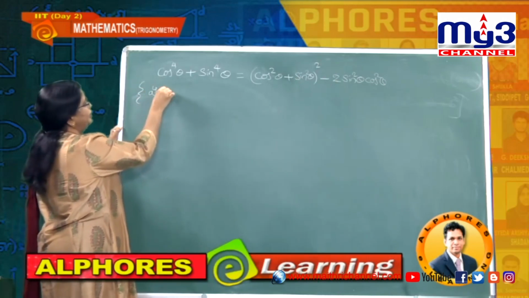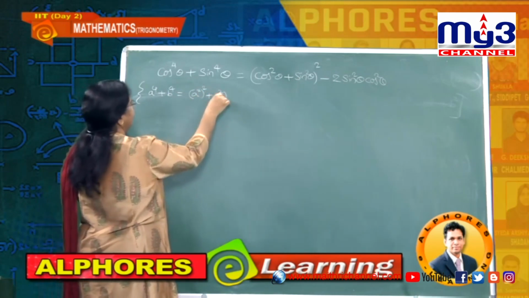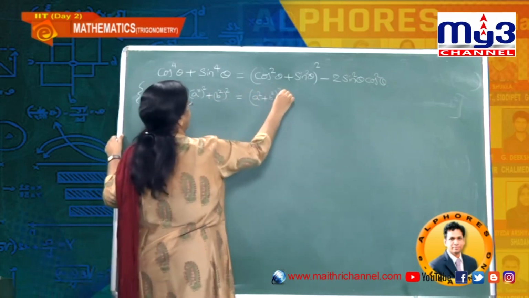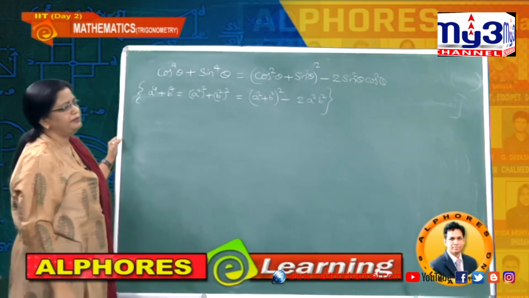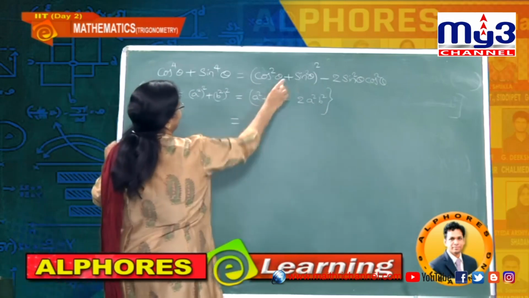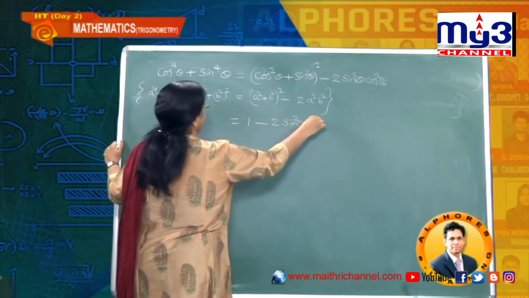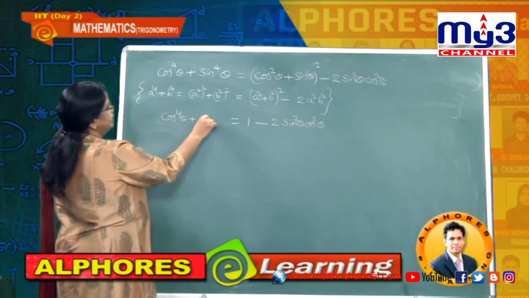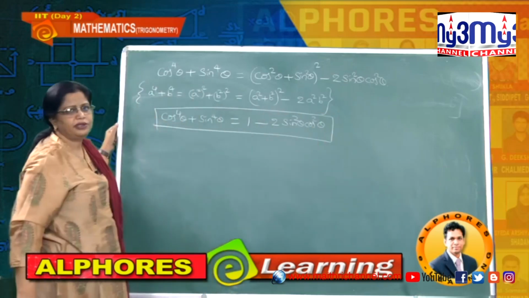a power 4 plus b power 4 is (a square) whole square plus (b square) whole square, and hence this is (a square plus b square) whole square minus 2 times a square b square. So in this way I use this algebra formula for this term. Now cos square plus sin square is 1. So this is minus 2 sin square theta cos square theta. So the formula you got now, cos power 4 theta plus sin power 4 theta equal to this one. One of the important formulas in trigonometry.